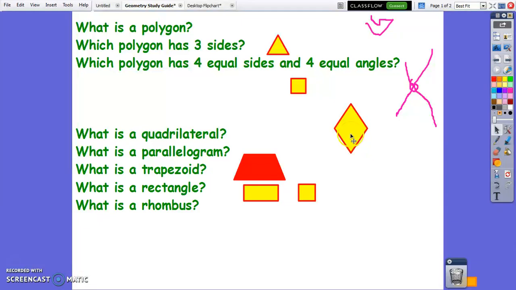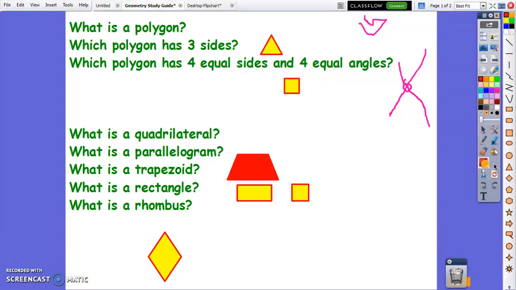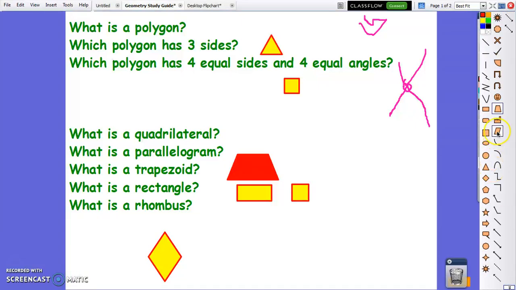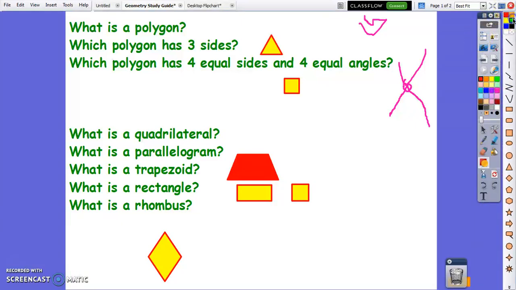And I'm going to pull this rhombus down here. Then I can also go over and grab another rhombus that I have in my shapes right here. And I'm going to make it a different color to help you see it right here. So let's look at this rhombus. They're very similar. These are both rhombuses, and they are both quadrilaterals because they have 4 sides.